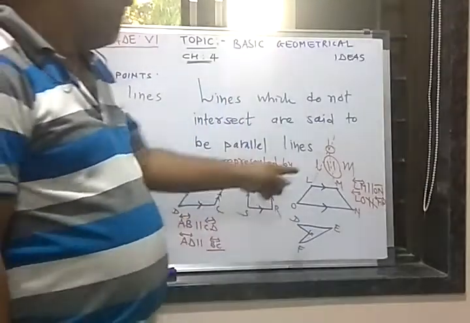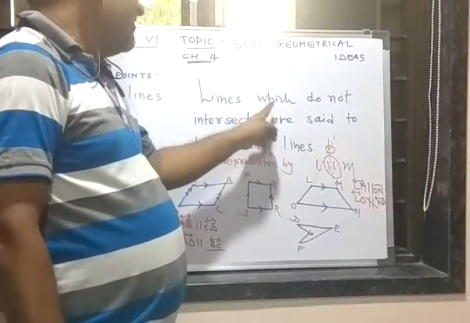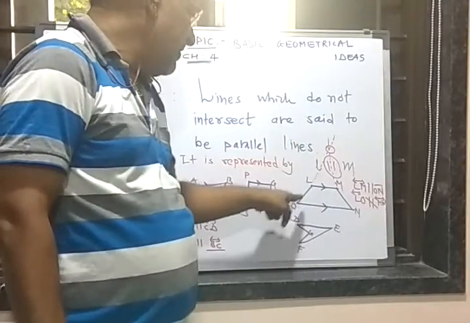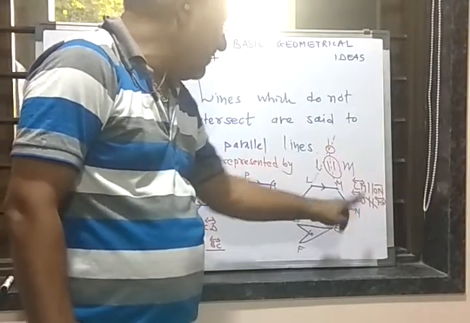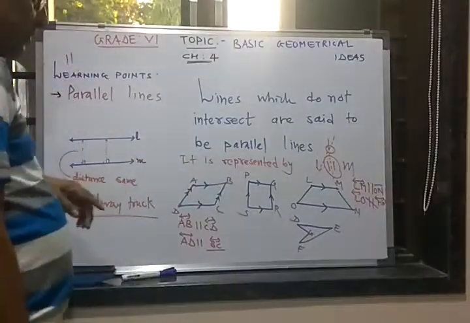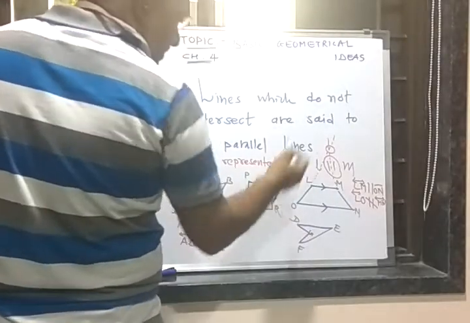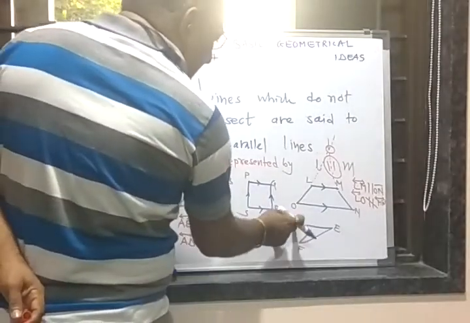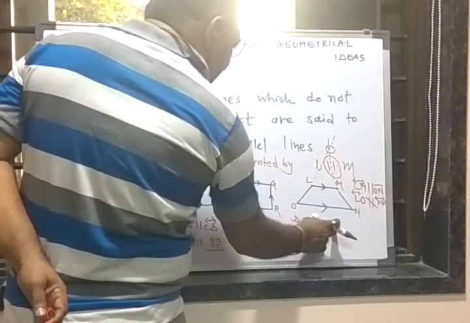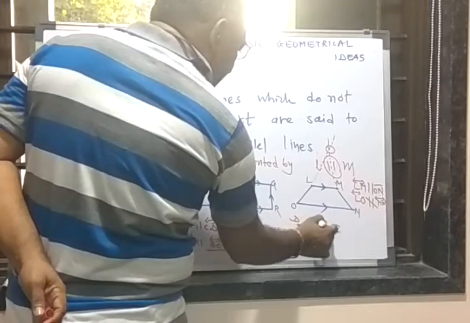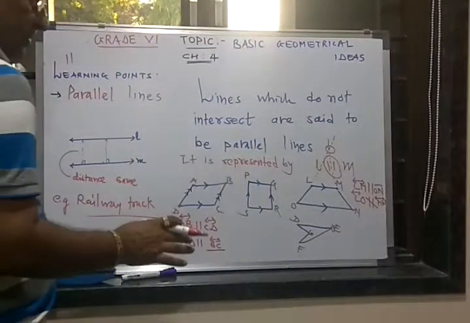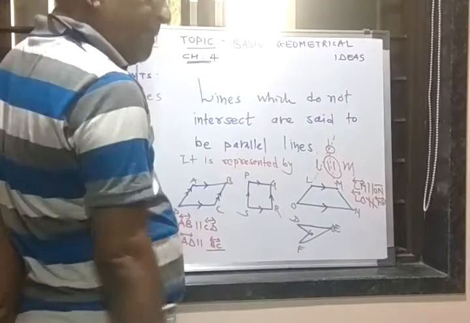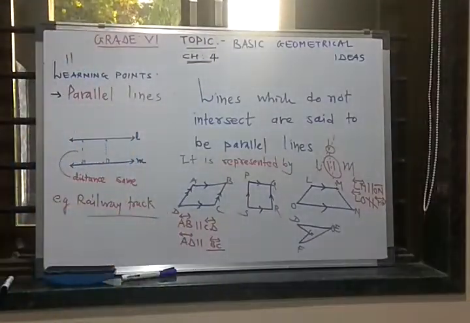That's why, as per our definition, lines which do not intersect, here they are intersecting, means these line OL and line MN are not parallel. You see here, is any pair parallel? No. You see, line DE and line EF intersect over here. So they are not parallel. Similarly, line DG and line GF are also not parallel. Okay.